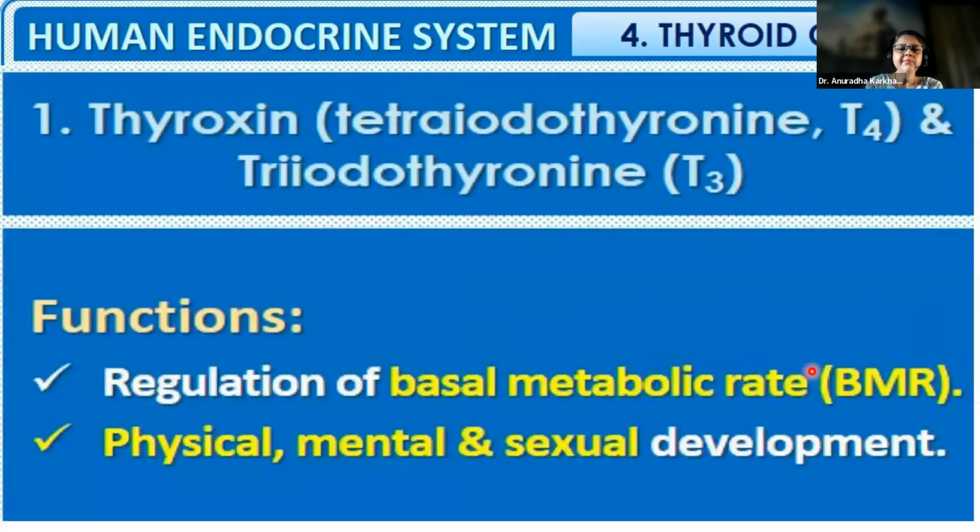So here, thyroxine, which is going to be your T4 and T3, collectively they are going to perform the same function: regulation of basal metabolic rate, that is going to be called your BMR. Have you all heard about this word BMR? What is basal metabolic rate? क्या होता है? Can anyone tell me what is this BMR?